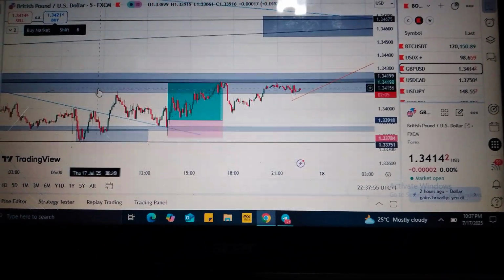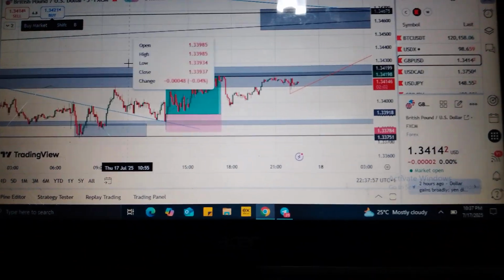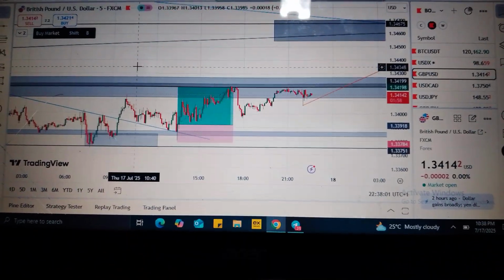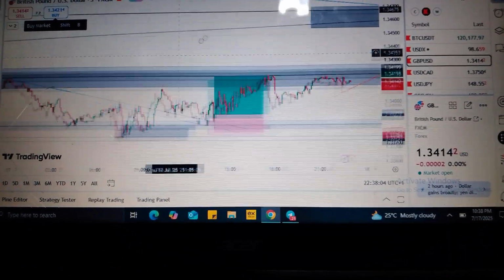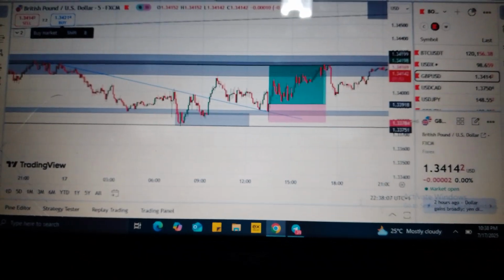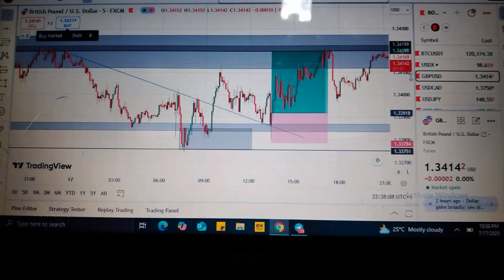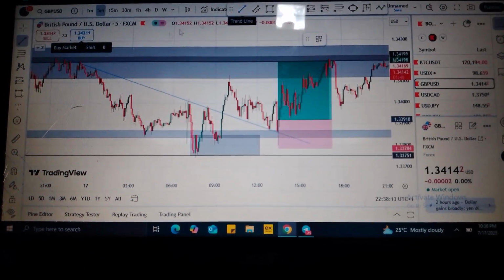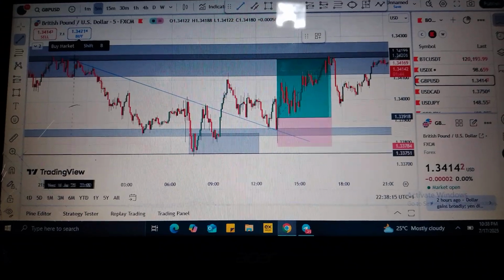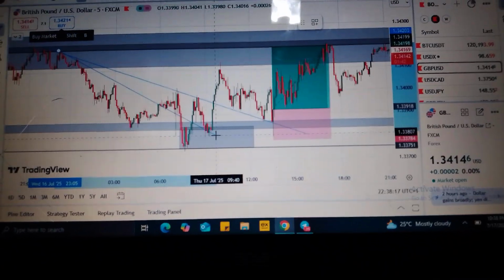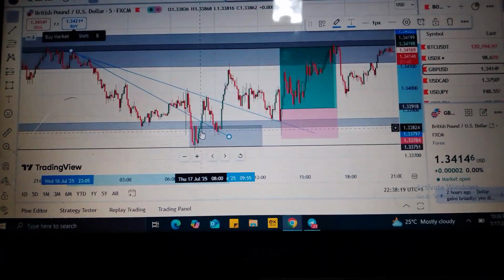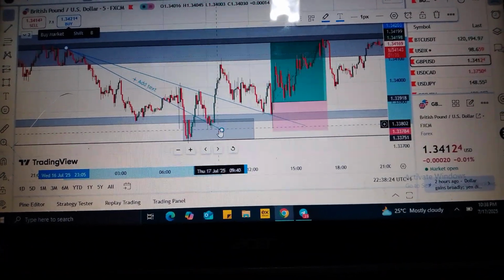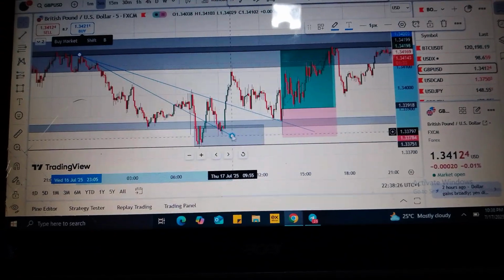So the mistake I did was this. Let me show you. So this was what I did. In the morning when this move happened, my trend line was somewhere around here. The trend line was like this, right? I wanted to take this trade, but the trend line didn't make sense, so I had to wait for it.